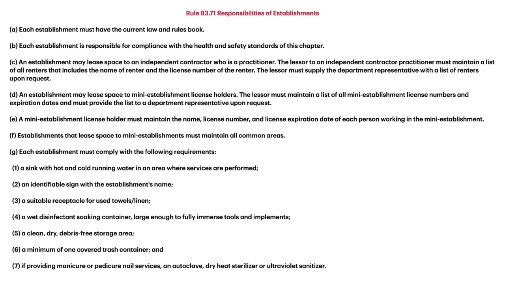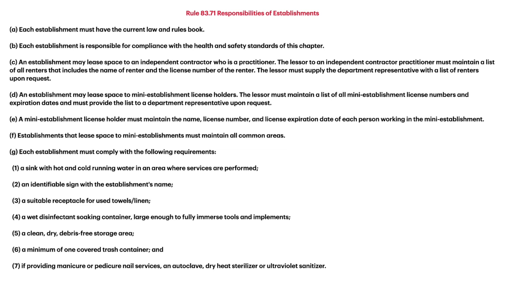The leaser to an independent contractor practitioner must maintain a list of all renters that includes the names of the renters and the license number of the renter. The leaser must supply the department representative a list of the renters upon request. D. An establishment may lease space to mini establishment license holders. The leaser must maintain a list of all mini establishment license numbers and expiration dates and must provide the list to a department representative upon request.